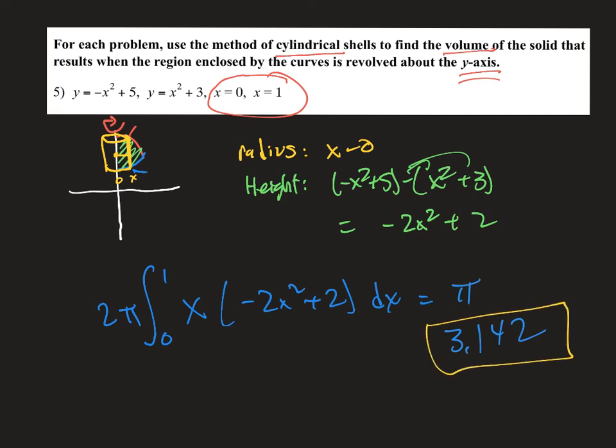So please remember that method of shells, right? We need that vertical bar that we're going to make the cylinder out of. We need the radius. If you're going around the y-axis, it's just x, all right? If it's not the y-axis, you have to do right minus left. It's always x minus the axis of revolution. Or if the axis is on the other side, it's axis minus x. And the height's always top minus bottom. So that's our cylindrical shells.